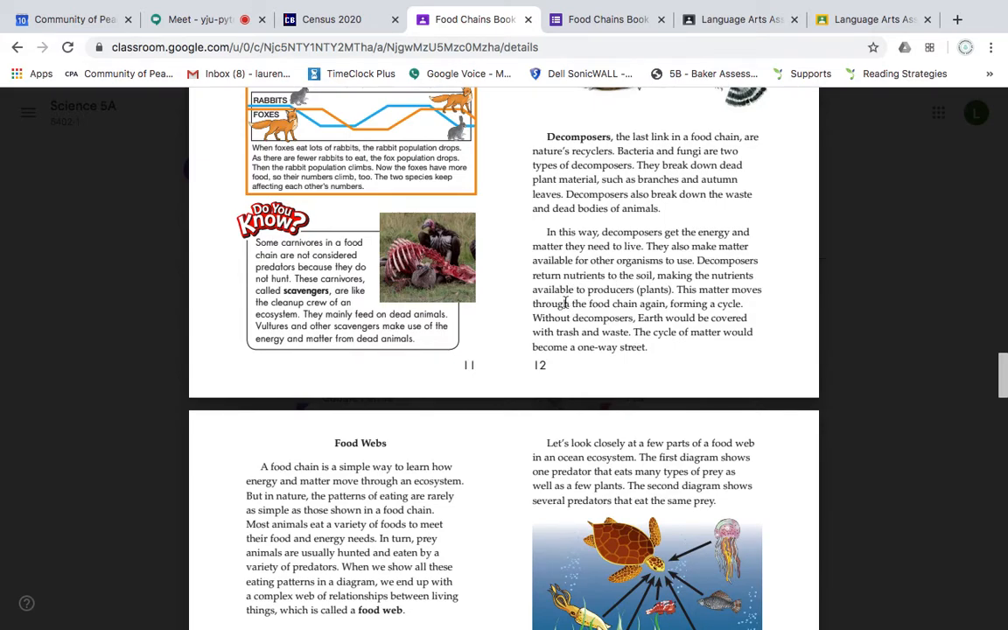Decomposers return nutrients to the soil, making the nutrients available to producers, plants. This matter moves through the food chain again, forming a cycle. Without decomposers, Earth would be covered with trash and waste. The cycle of matter would become a one-way street.